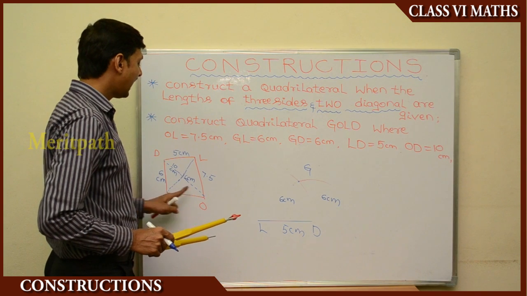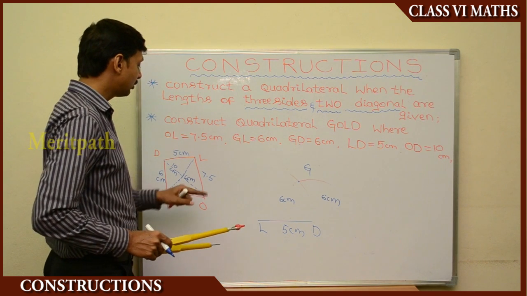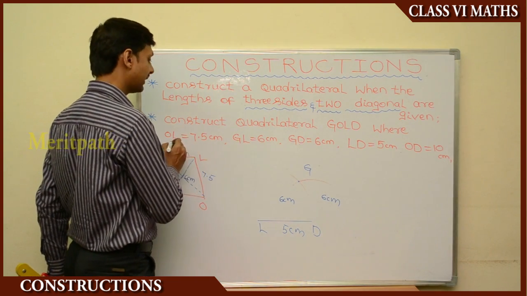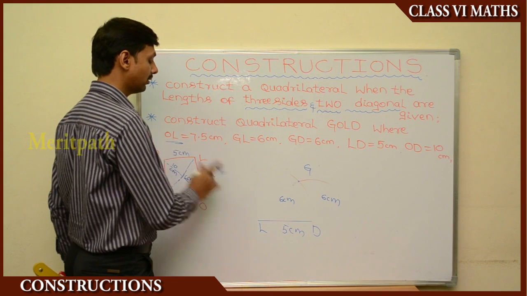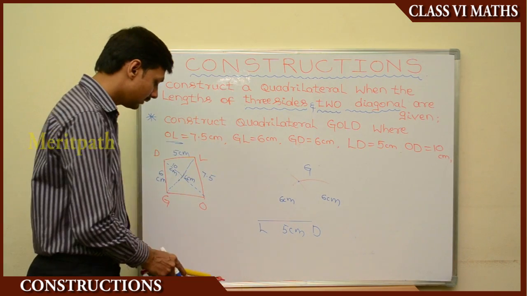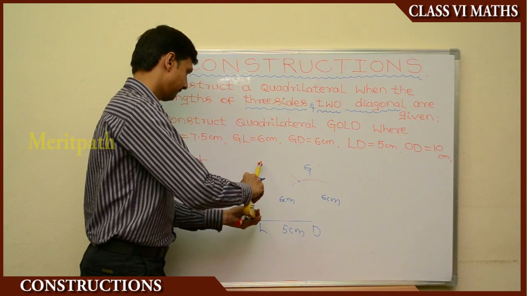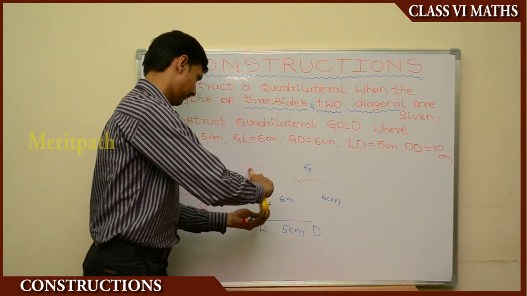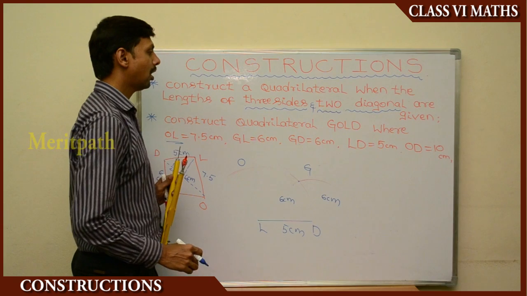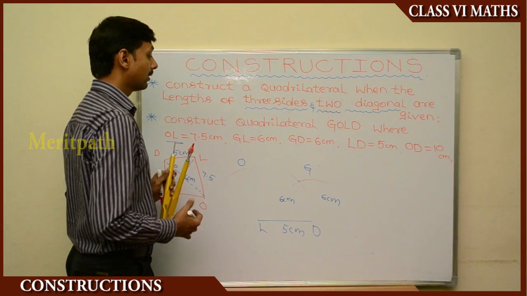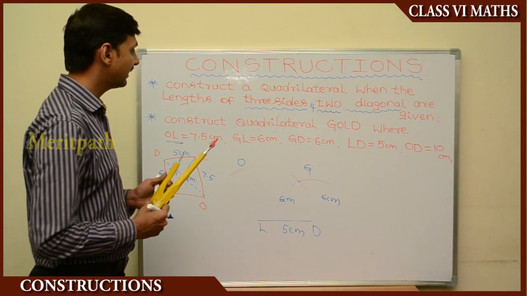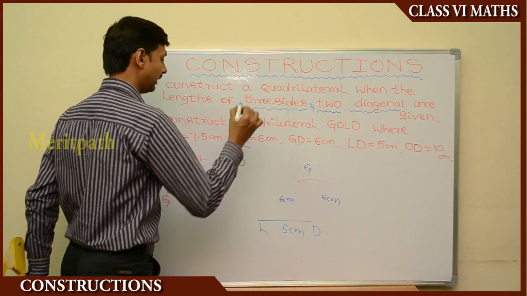With the G we have GO. GO we don't have. LD completed. OL is left out. OL we can do, that is 7.5 centimeters. So let's take OL 7.5 centimeters. This is OL. GO we don't have, the diagonal we have. Next one is LD. GL is completed.